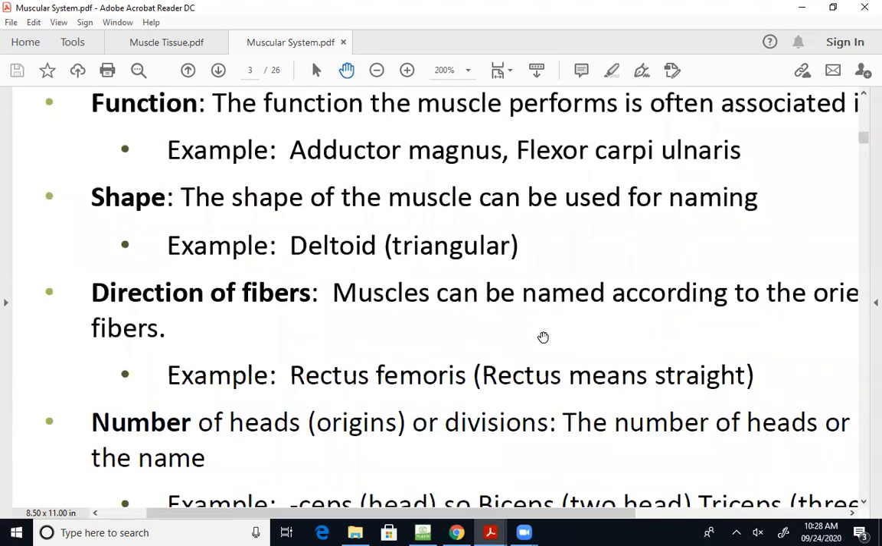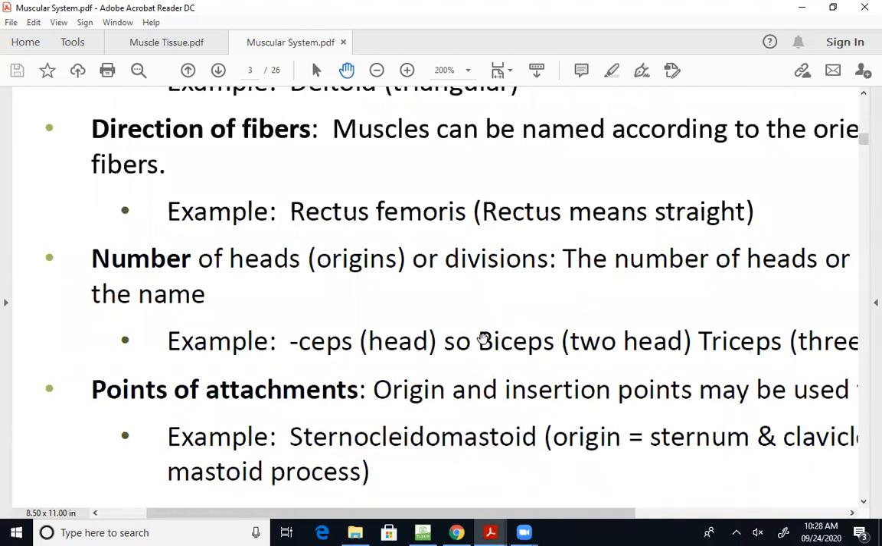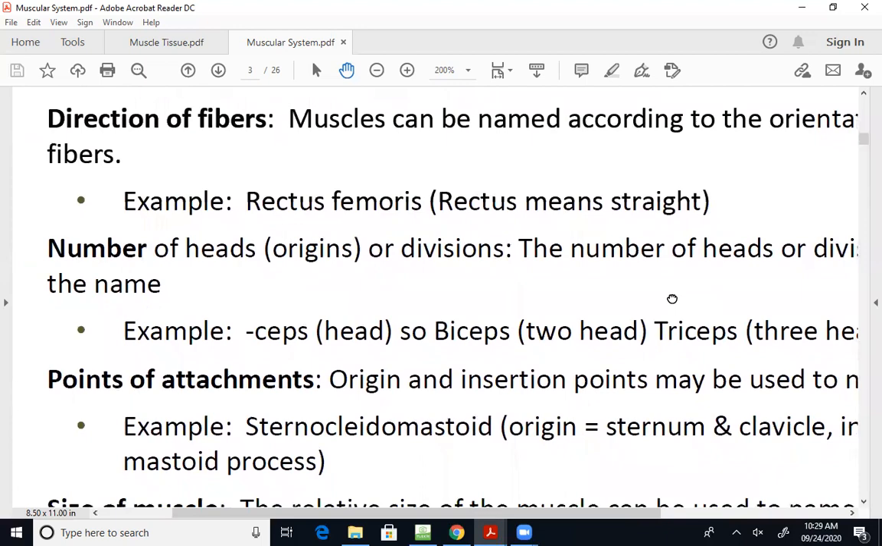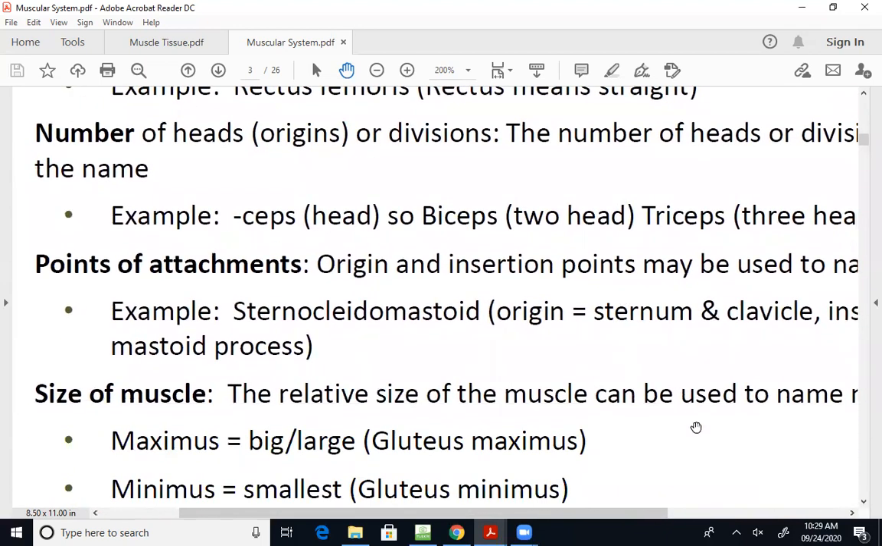All right, naming muscles is something that's very important. It will really help you tremendously as we roll through this lecture, where we start identifying the different muscles of the body. There are a lot of different ways that we go about naming muscles. You can see as you write them all out.